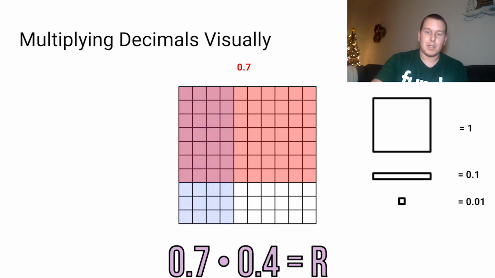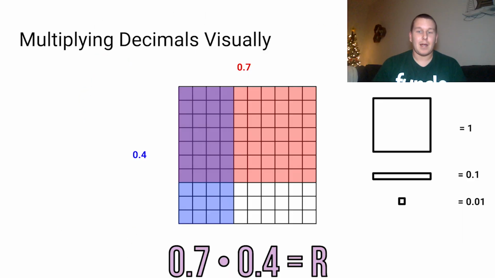Now we're going to highlight 4/10 of the flat. So we're representing 4 columns, 4 rods to give us 4/10. Now this is one of my favorite ways to multiply decimals visually because we get a beautiful color. Look at that. Isn't it just so wonderful?